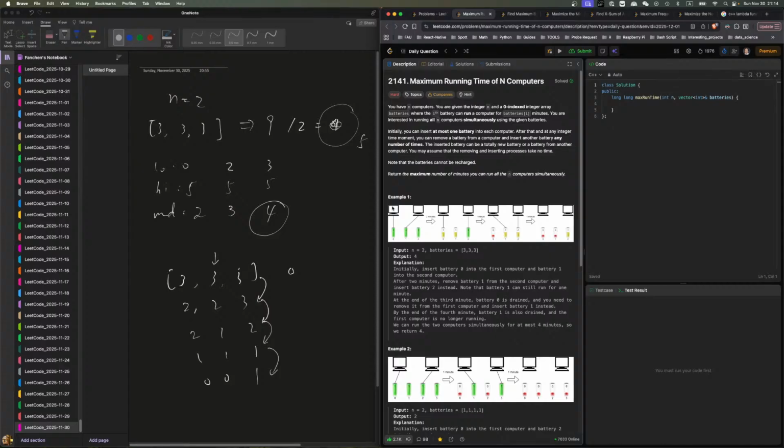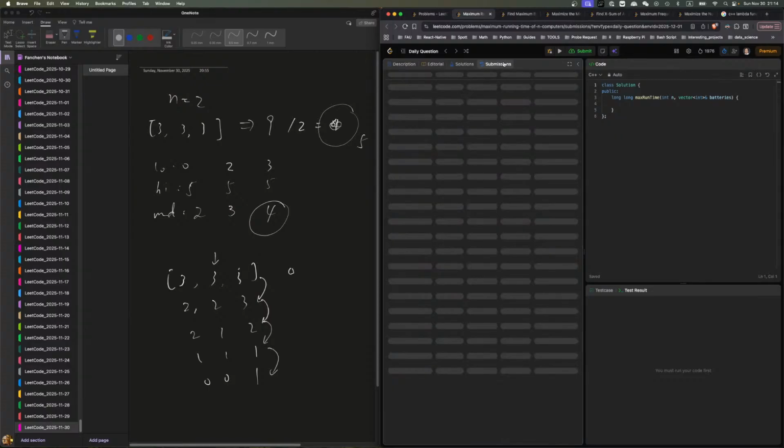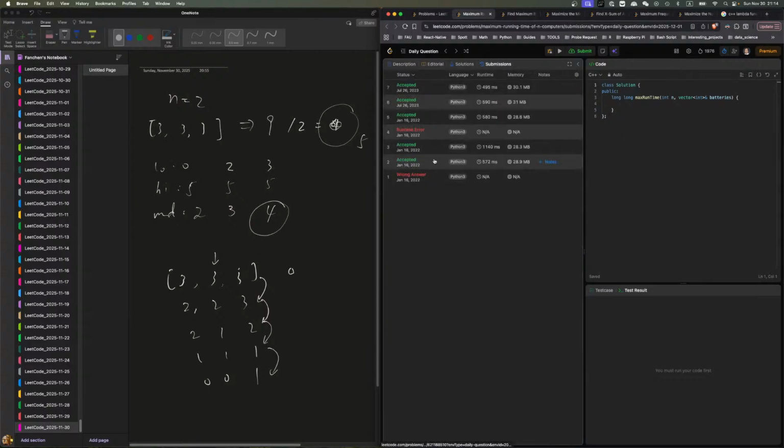Or maybe we go with the smallest battery. So we go small to large, and the smallest battery will use it up. Then once we use it up, we must have a new one. But it doesn't work, right? It doesn't work. We should not use it up. I have no idea. Alright, let's check.